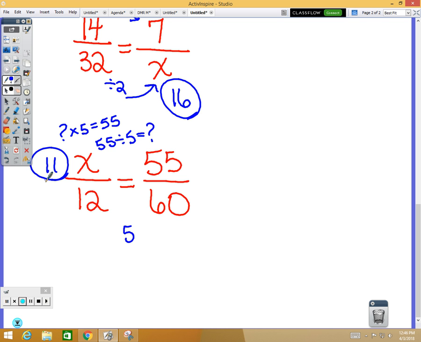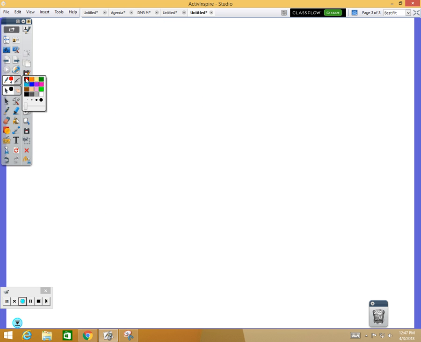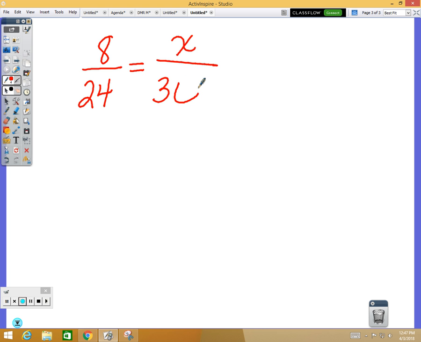Alright, so that's way 1. Now, way 1 usually works, but it doesn't always work. Okay, and I'm getting ready to show you on some problems that it doesn't work. Now, the next method that we're going to use always works, and that's using cross products to solve. Okay, so let me again show you a proportion that we couldn't use that strategy on. For instance, 8 over 24 equals what over 30?